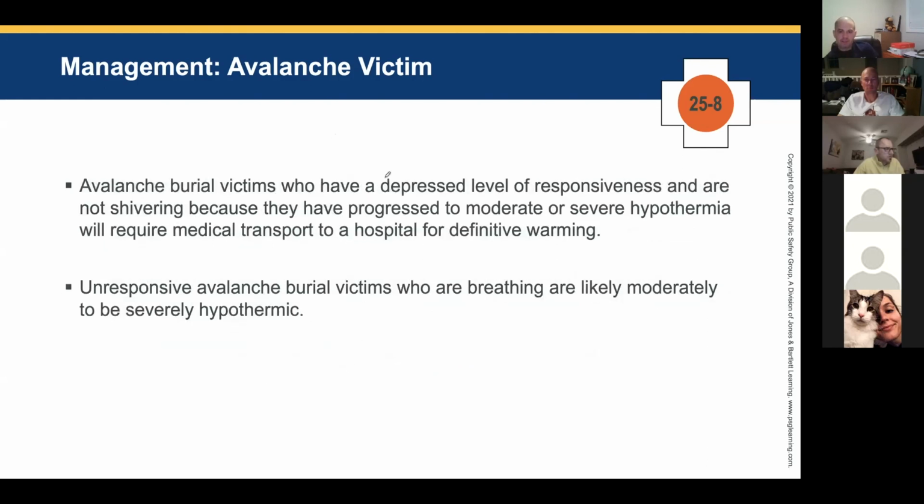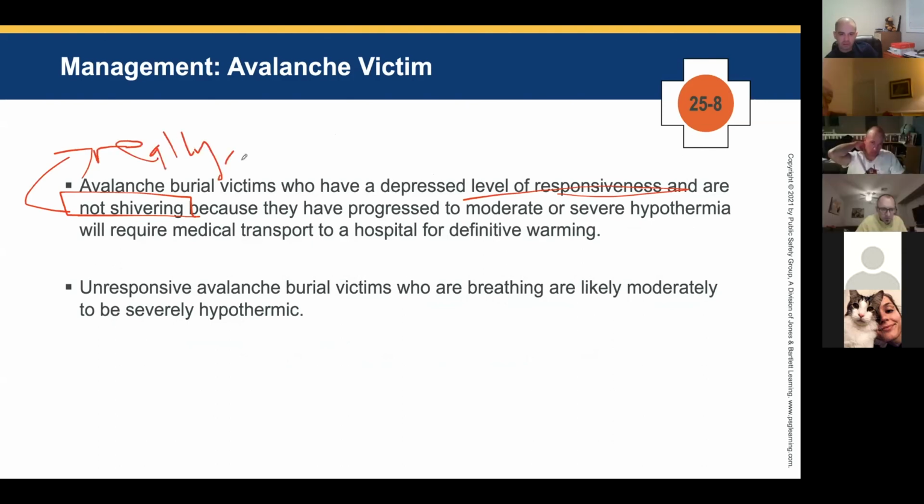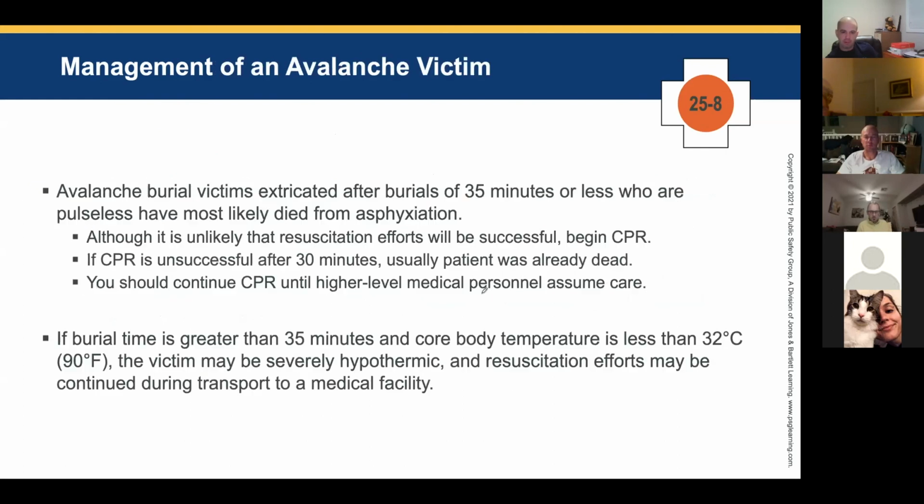So avalanche burial victims usually have a decreased level of responsiveness and are not shivering. And what did that not shivering tell us? What's the importance of that not shivering? They're already past that stage. Yeah, they're really cold. They've progressed to moderate or severe hypothermia, and so they need to be rewarmed in a medical setting. Unresponsive avalanche victims who are breathing are likely moderately to severely hypothermic.